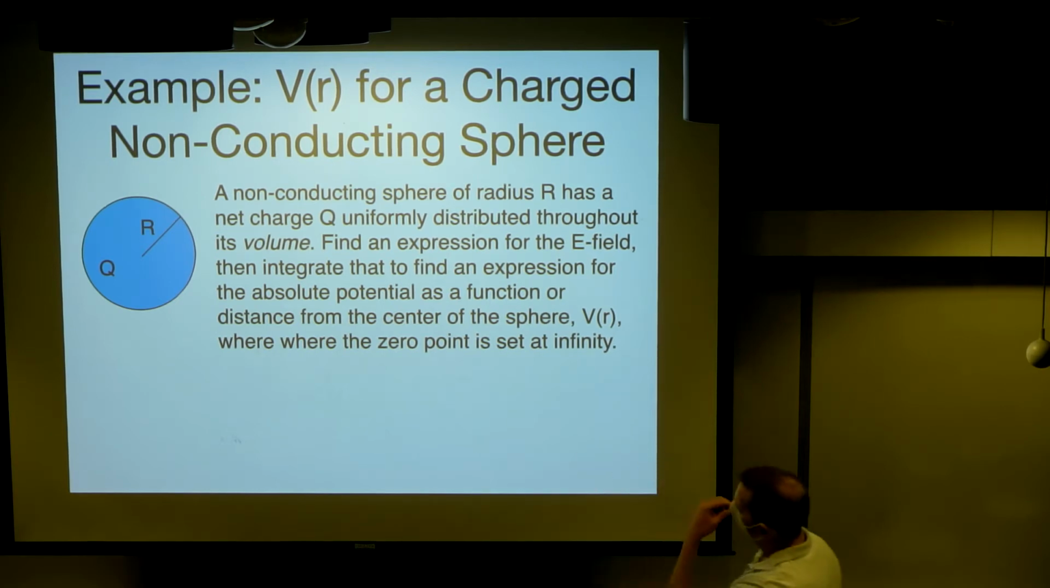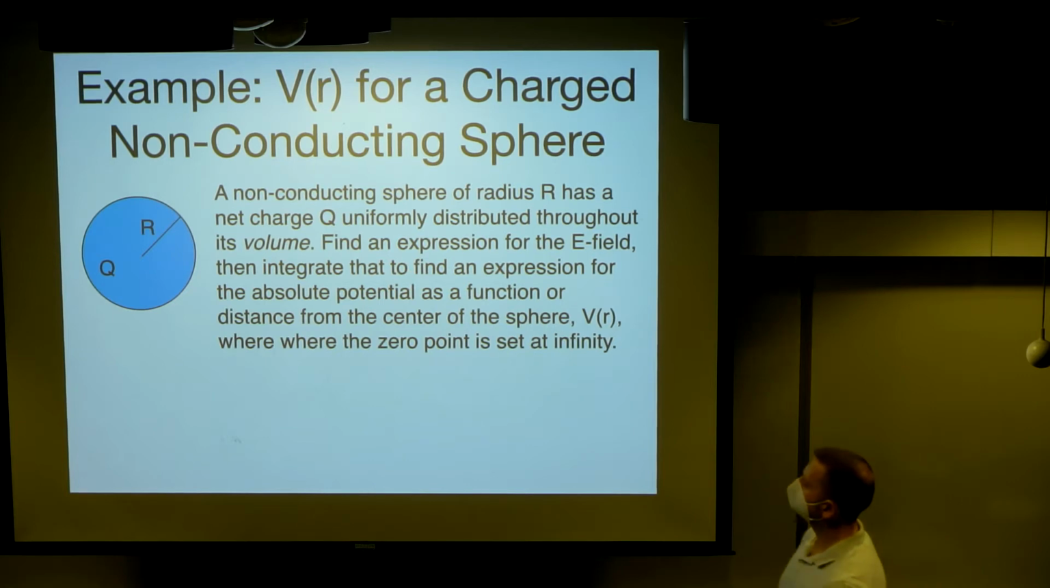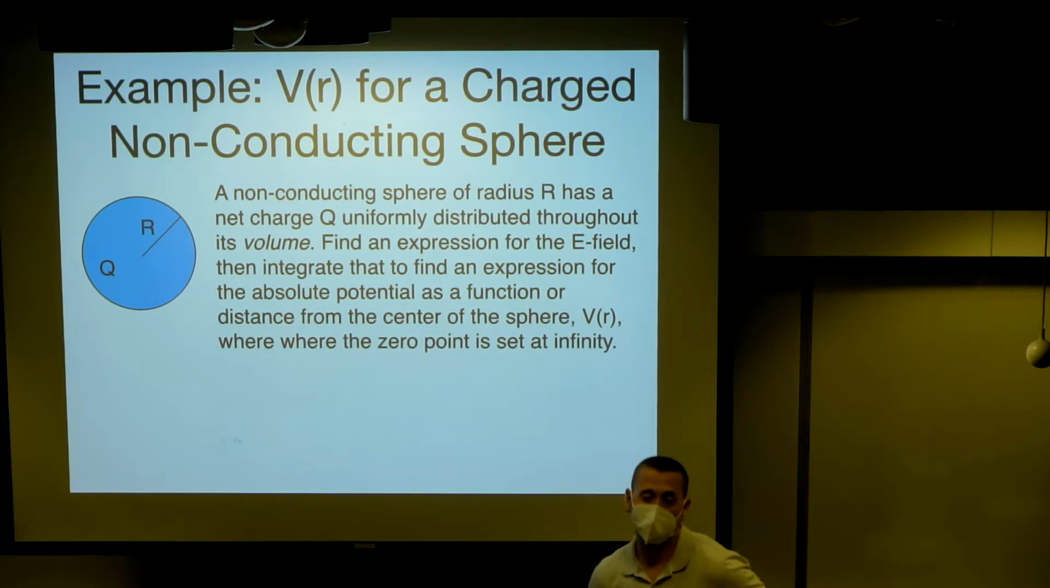So in this case, we're going to imagine we have a non-conducting sphere of radius big R. And it has a net charge Q uniformly distributed, again, not over the surface, but over its entire volume. So it's evenly filled out with charge on its interior. Find out an expression for the E field, and then integrate over that to find the absolute potential as a function of distance from the center of the sphere. So we're doing that once again. And like we did before, we're going to set the 0 point to be at infinity.